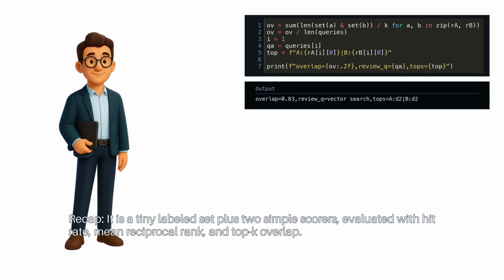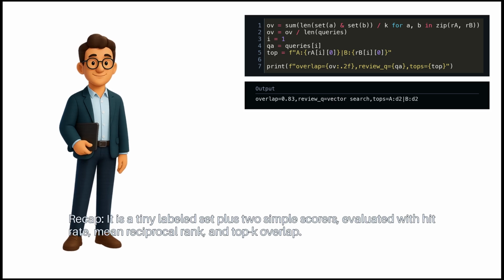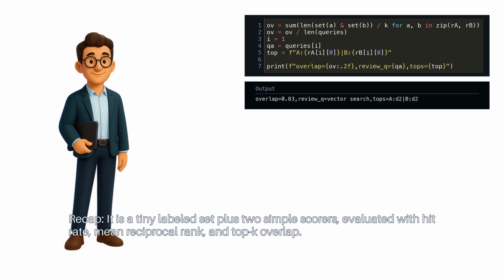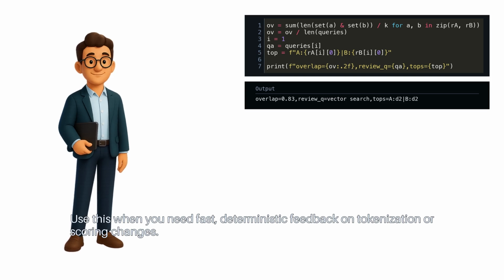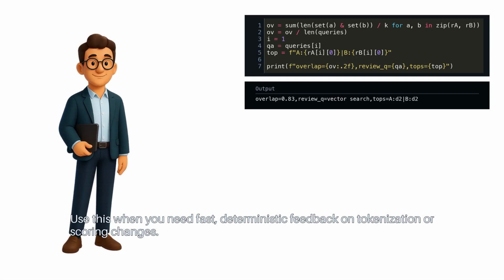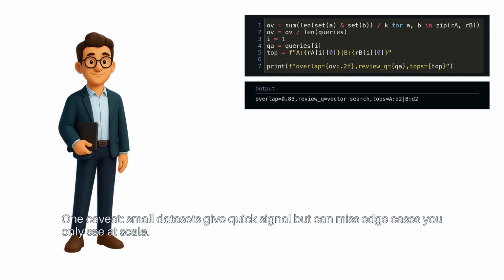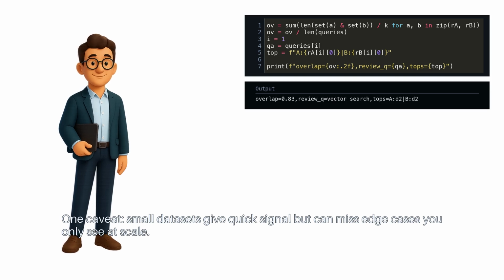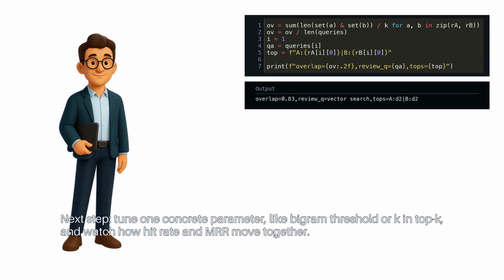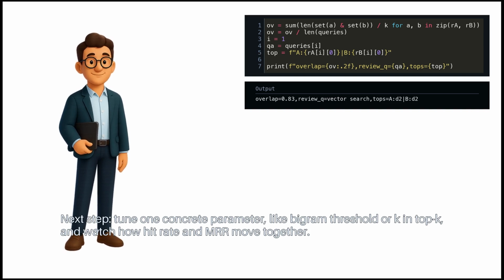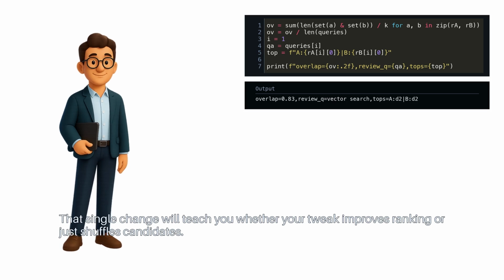Recap. It is a tiny labeled set plus 2 simple scorers, evaluated with hit rate, mean reciprocal rank, and top K overlap. Use this when you need fast, deterministic feedback on tokenization or scoring changes. One caveat: small datasets give quick signal, but can miss edge cases you only see at scale. Next step: tune one concrete parameter, like bigram threshold or K in top K, and watch how hit rate and MRR move together. That single change will teach you whether your tweak improves ranking or just shuffles candidates.